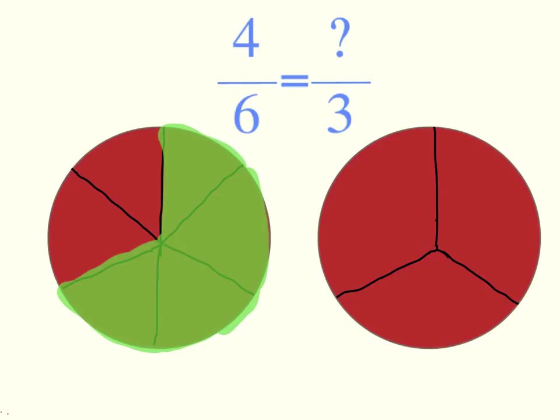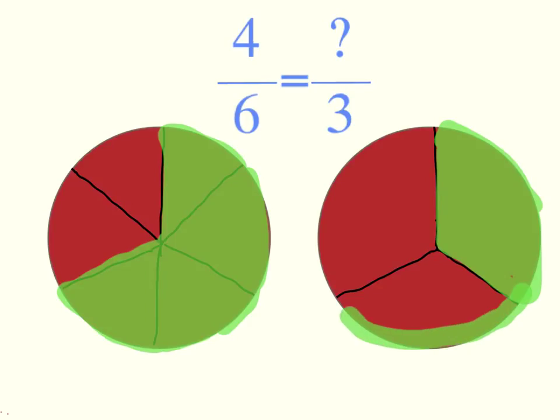So I will start by shading 1 part in, and that would be the same as 1/3. But I don't think that that was enough. I don't think that that matches this picture over here. So I'm going to shade in 1 more section. And that's 2/3. And if you look at it, the 2 sections over here are the same size as the 4 sections over here. So we were able to figure out that 4/6 is equal to 2/3.